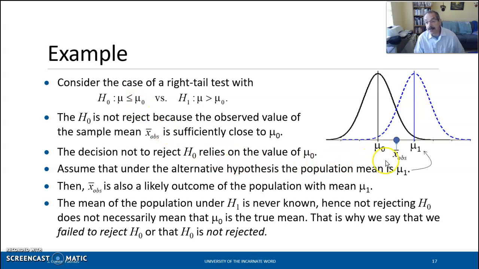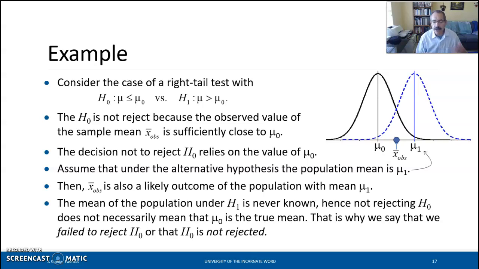But again, in practice, we never know what mu sub 1 is. Because the population mean is really never known, when we decide to not reject the null hypothesis, that doesn't mean that mu sub 0 is the true mean of the population.